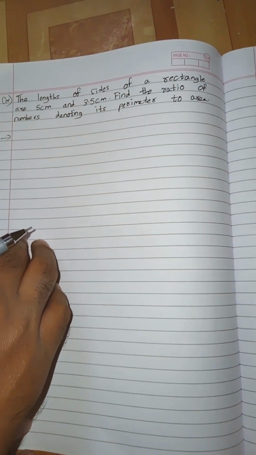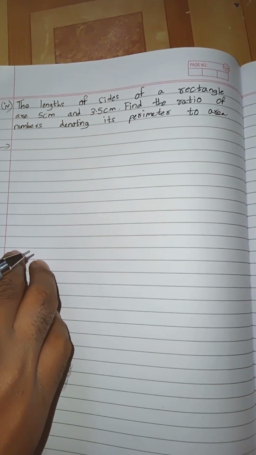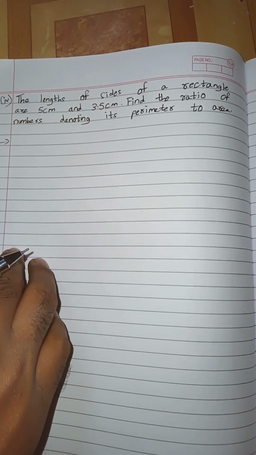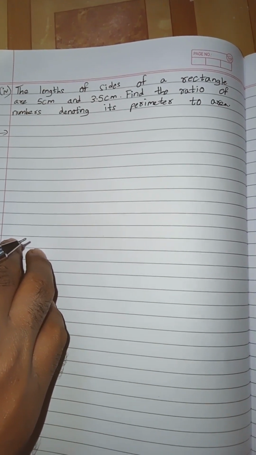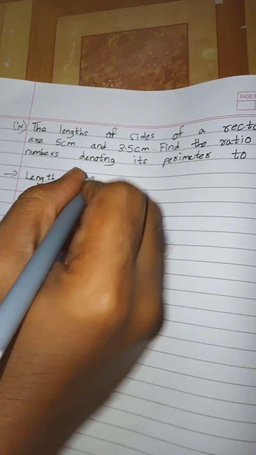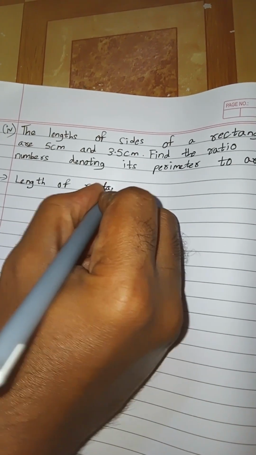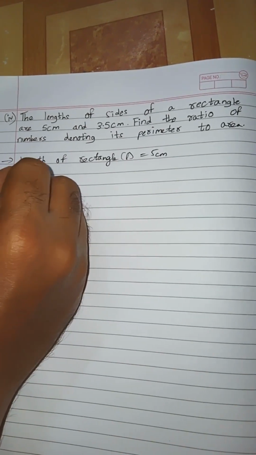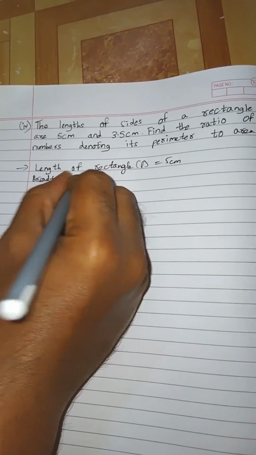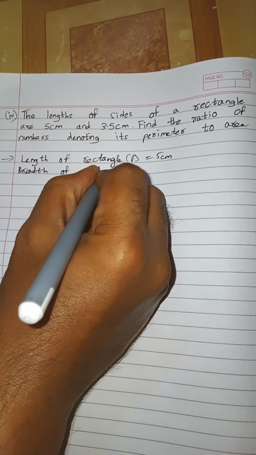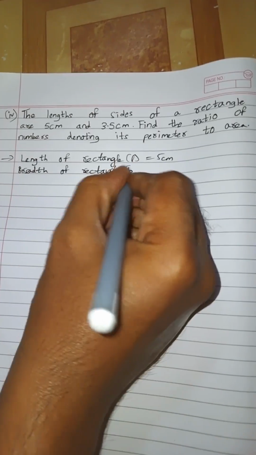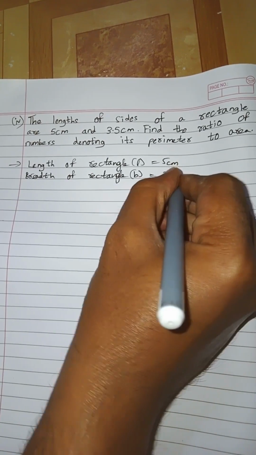Fourth question. The lengths of sides of a rectangle are 5 cm and 3.5 cm. Find the ratio of numbers denoting its perimeter to area. Length of a rectangle L is given 5 cm. Breadth of rectangle B is given 3.5 cm.